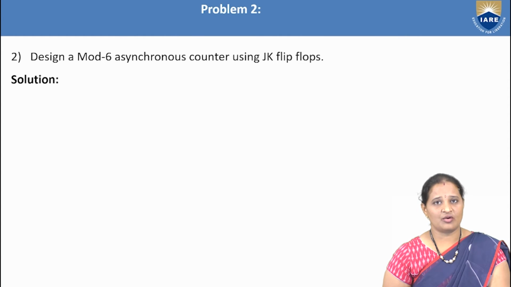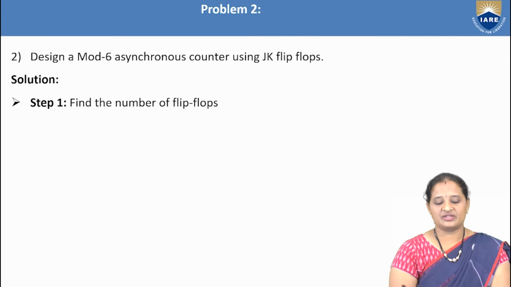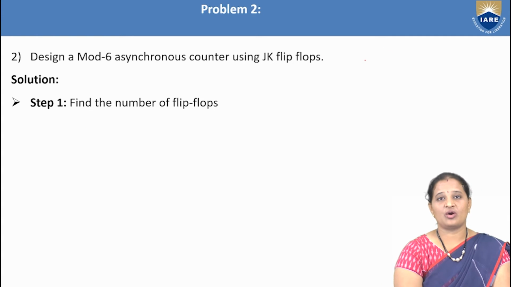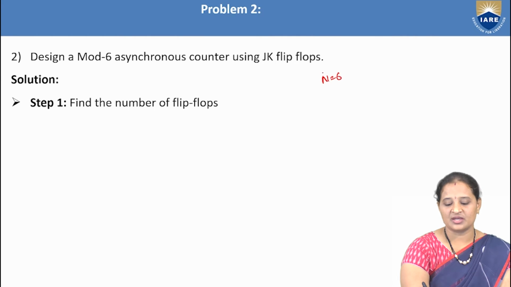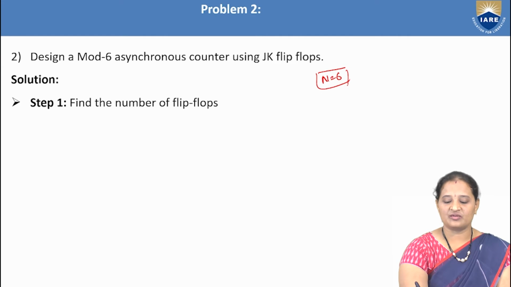What is a mod 6 counter? This is a counter which can count 6 states, and here it is also an up counter. That means the number of states here is 6 because it is a mod 6. So, n is equal to 6.